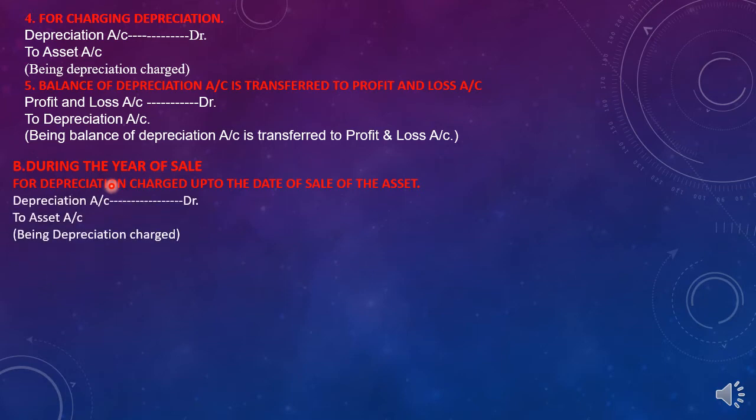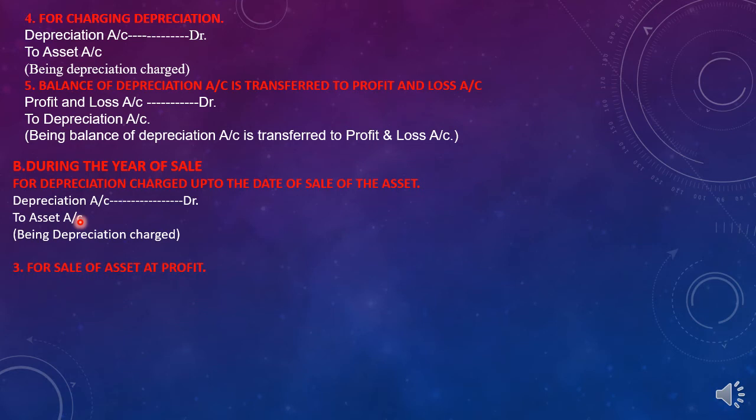So what will be the journal entry for this? Depreciation account debit to asset account. Again, the charging entry for the depreciation will be the same in all cases, in all methods. So depreciation account debit to asset account. Then we have to pass the entry for the sale.